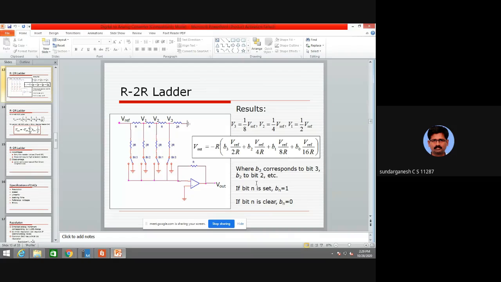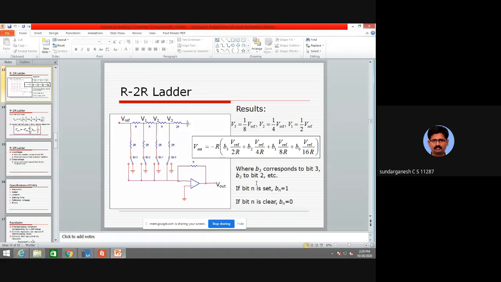So this is about Vout. Everything is right in terms of V reference: 1 by 8 V reference, 1 by 4 V reference, 1 by 2 V reference. For B3 it is 2R. When it comes to B2 it is 4R, 2R plus 2R.